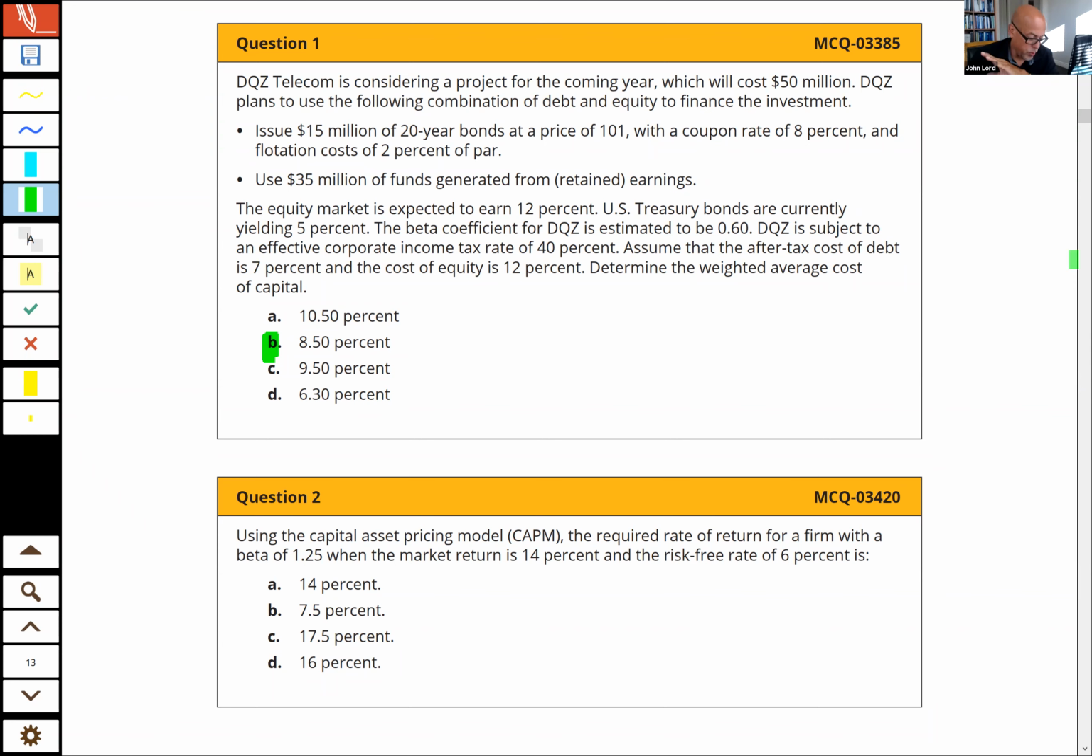All right, now, the way I set these up is I look at this and I see that they give me some information: 15 million, 20-year bonds, 101, flotation costs, use 35 million of funds generated from retained earnings. Okay, well, that's useful. So it's going to be 35 million of funds from retained earnings and 15 million of funds from bonds. So at that point, I already know that for my retained earnings portion, it's going to be 35 divided by 50. And for my debt portion, it's going to be 15 divided by 50.